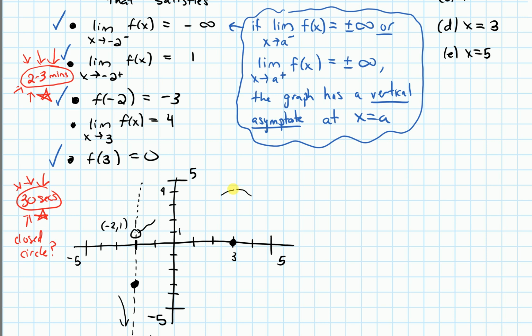Can I put a closed circle there? And the answer is no, because I already have a closed circle down here where x equals 3. So this one's got to be open as well. Okay, and now this picture has satisfied this remaining limit. I've actually satisfied all of these, which means for everything else where I just have blank space, I could decide whatever I want it to look like.